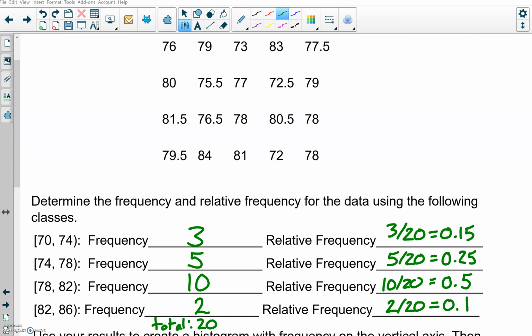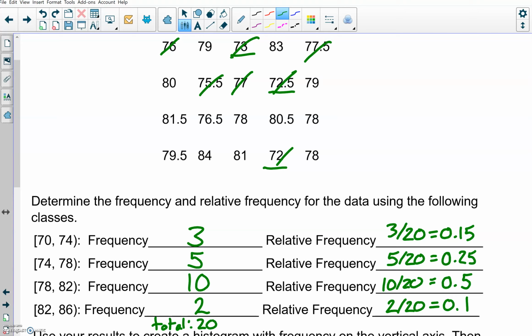But at any rate, if you were to go through and count up the numbers that are equal to 70 and up to but not equal to 74, you should find 3 of those. It would be the 73, the 72, and the 72.5. For 74 to 78, there's 5 of those. So the 76 goes there, the 77 goes there, 77.5 goes there, and 75.5 goes there.